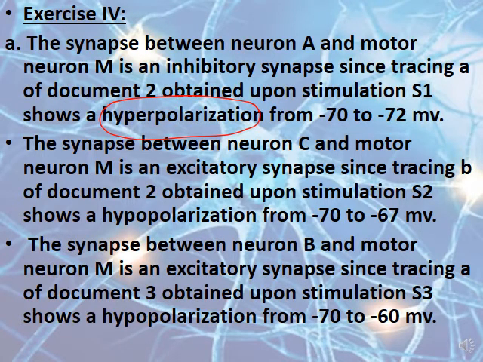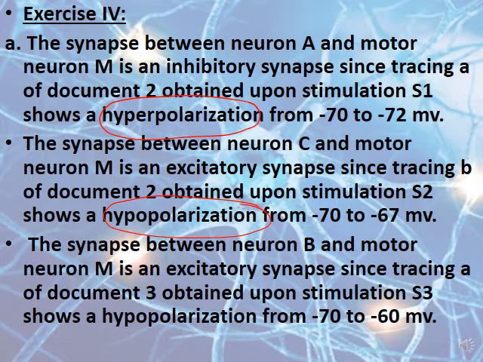Also, the synapse between neuron C and motor neuron M is an excitatory synapse. Why? Since tracing B of document 2 obtained upon stimulation S2 shows a depolarization from minus 70 to minus 67 millivolt. The synapse between neuron B and the motor neuron M is an excitatory synapse.